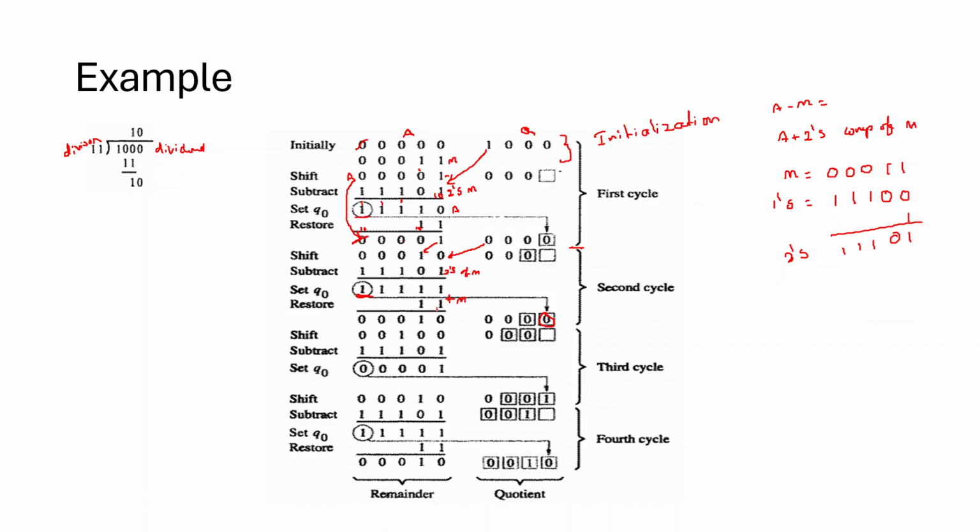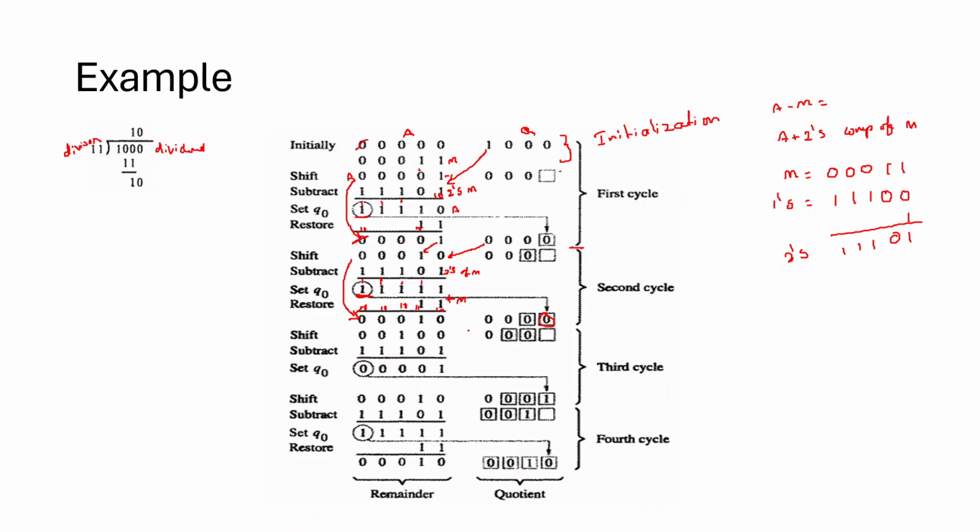So 1 plus 1 is 10, 0 here, carry 1; 1 plus 1 is 10, 0 here; again carry 1, 1 plus 1 is 10, 0 here; carry 1, 1 plus 1 is 10, 0 here. I ignore the carry. So now I go to the previous value of A, right? That is restore, we restore the previous value of A. Now cycle 2 is over.